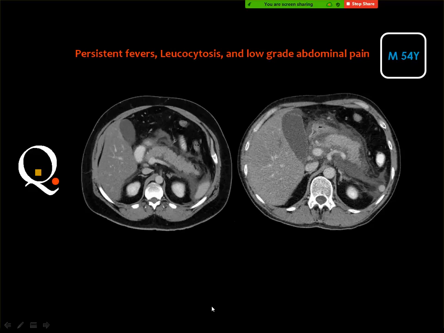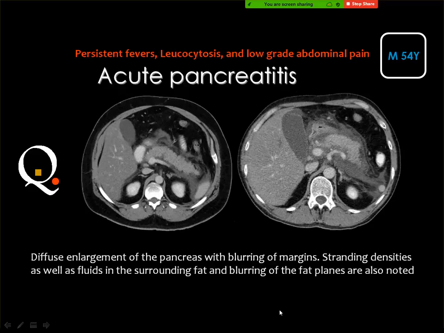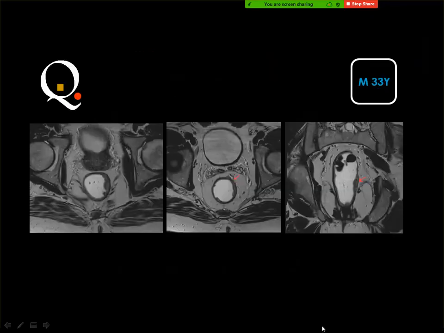Pancreatitis. Acute pancreatitis. Yes, and this is acute pancreatitis. You got swelling of the pancreas with a lot of fluid in the peripancreatic area, together with the clinical picture of fever, leukocytosis, and abdominal pain, diagnostic of acute pancreatitis.